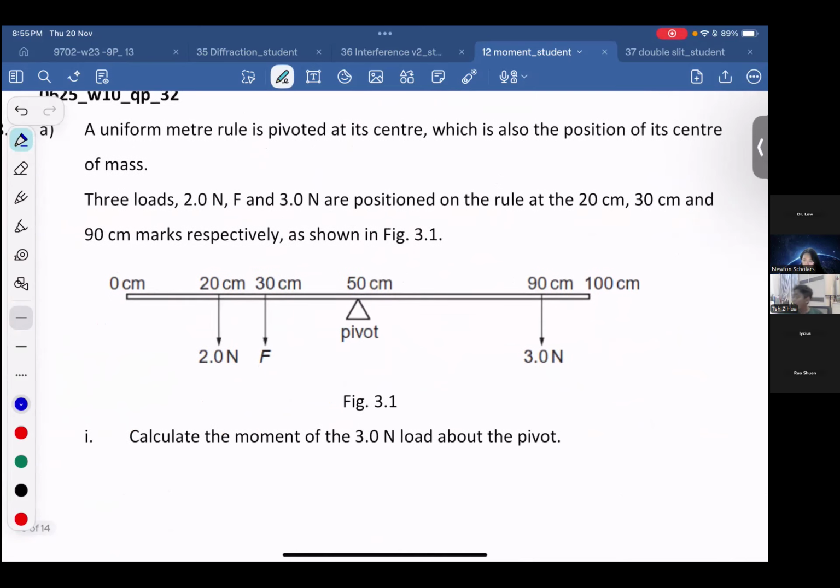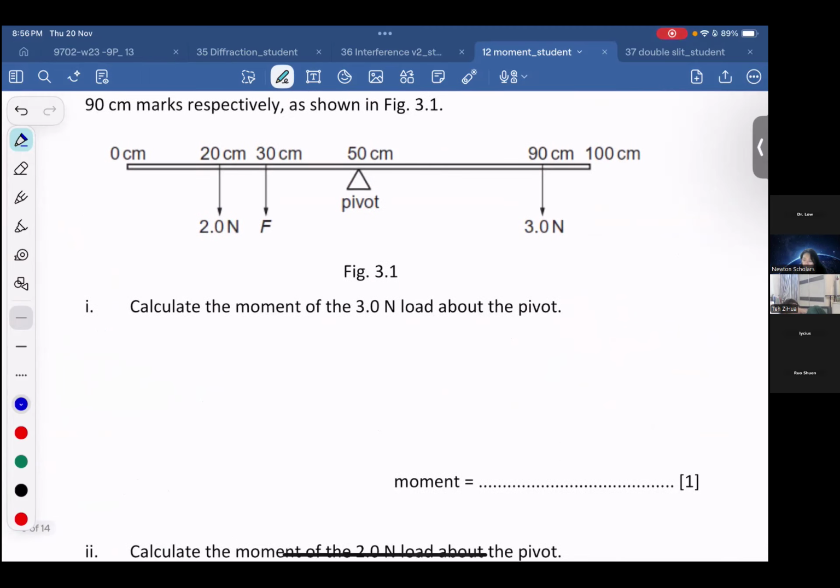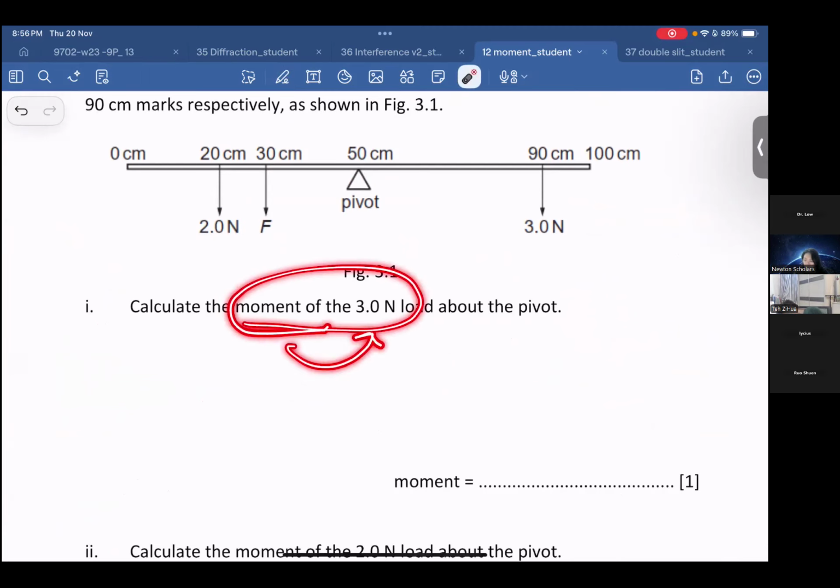Question number 8. Okay, so we have a meter rule, pivot at the center, which is also the position of its center of mass. 3 loads, 2 Newton, F, 3 Newton, positioned at the 20, 30, 90 cm marks on the ruler. Calculate the moment of the 3.0 Newton load about the pivot. It just wants to know about the moment of 3 Newton. It's not asking you the whole system.